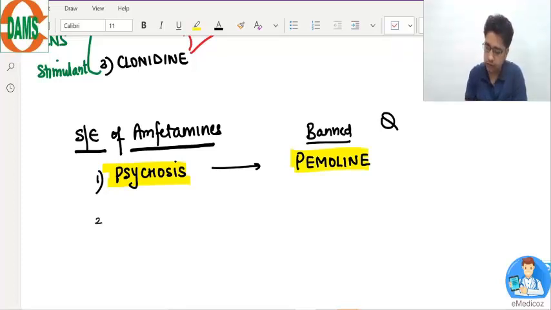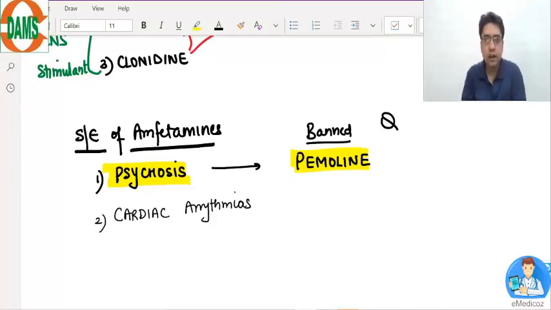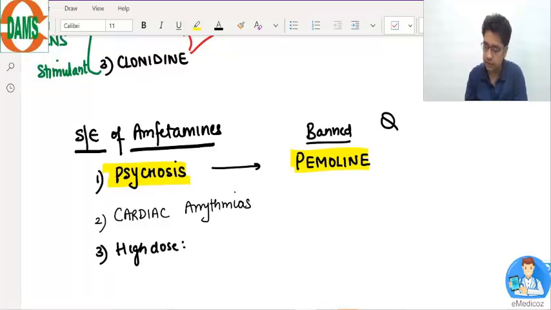Amphetamines produce cardiac arrhythmias, in very high dose. In very high dose, they can lead to epilepsy or seizures. Not in low dose. In high dose, they can lead to seizures. In low dose, they don't cause seizures. Okay. Next point.